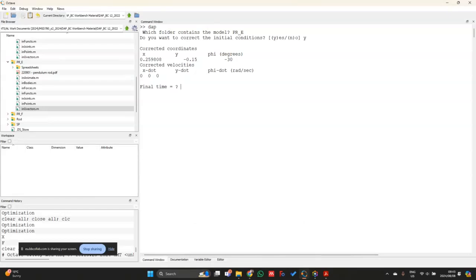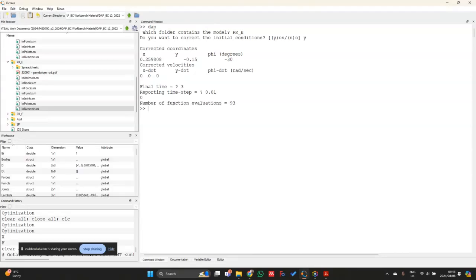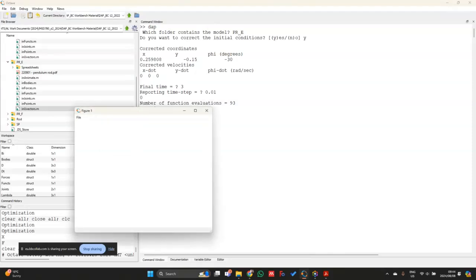And then I can also do for the final time, maybe again 3 seconds with another reporting time step of, let's say, 0.01 seconds. Okay, so then the number of function evaluations we can see is 93. So it converged quite quickly, considering the previous version that we had was 603 function evaluations. So once that is done, I can just animate it again.